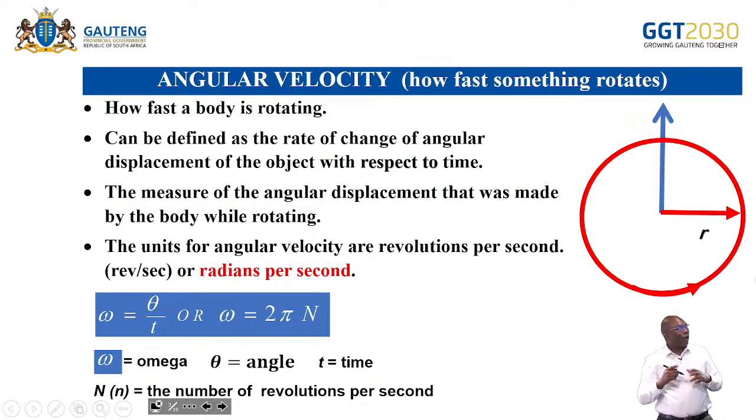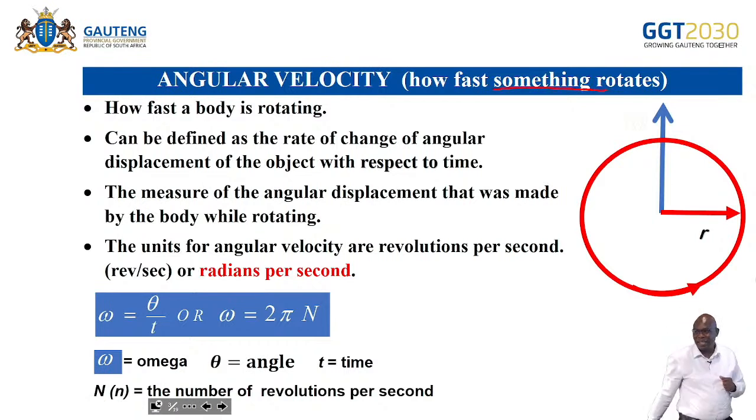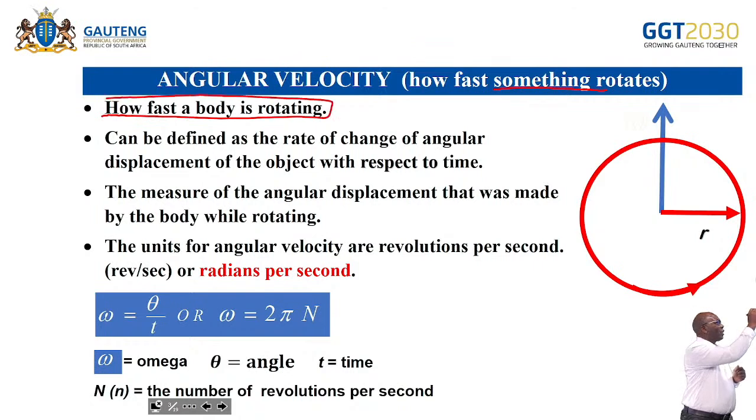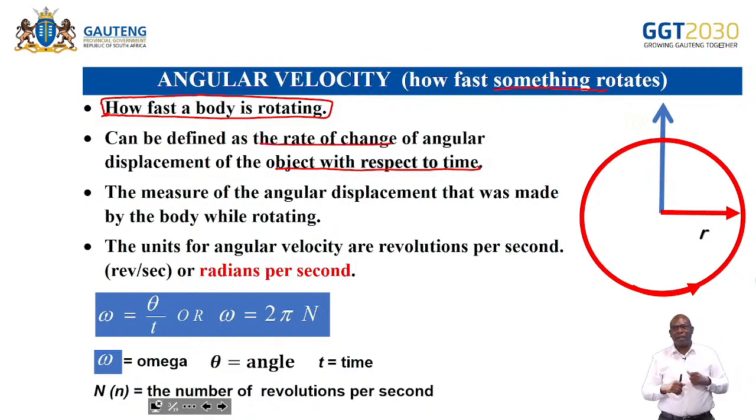Now let's look at what is that angular velocity that we're talking about. Angular velocity is how fast something rotates, so how fast the body is rotating. In the next one we're going to be playing a video, and then you can see what we're talking about here. It can also be defined as the rate of change of angular displacement of the object with respect to time. So in other words, we define it as a rate of change. You will remember the rate of change from your differential calculus.